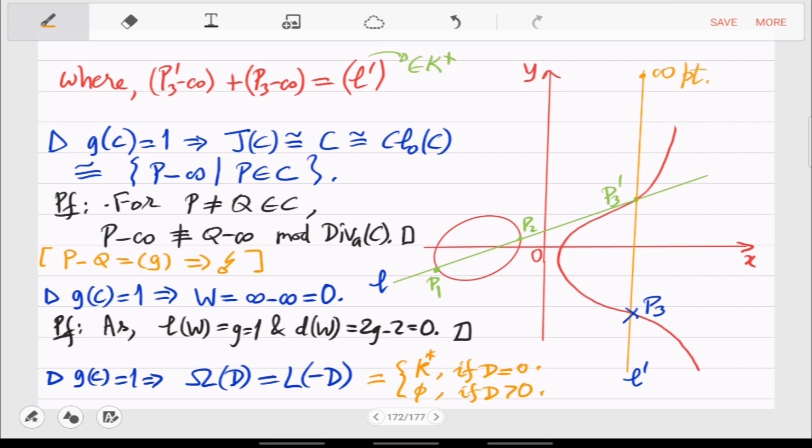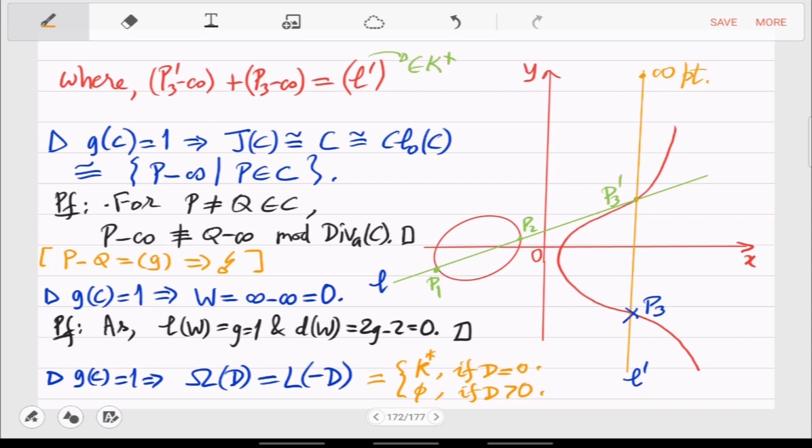So you have completely classified the degree 0 class group. You can also classify the canonical divisor W, because remember that canonical divisor degree is 2g minus 2, which is 0. So then it is in CL0, and in CL0 the only thing that works is infinity minus infinity, so that's 0.